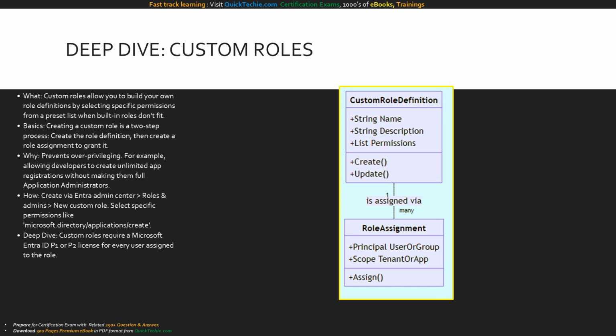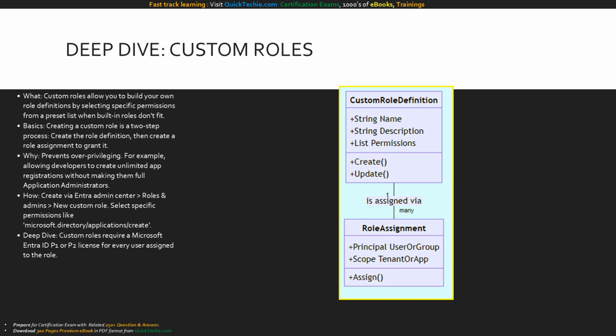A great example is application management. The built-in application developer role limits users to creating 250 objects to protect directory quotas. If you have a senior DevOps engineer who needs to create unlimited app registrations, you shouldn't make them a global admin. Instead, you create a custom role with just the Microsoft.directory/applications/create permission. Keep in mind, leveraging custom roles is a premium feature and requires an Entra ID P1 or P2 license for the assigned users.